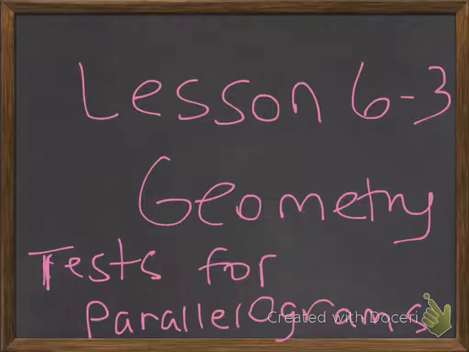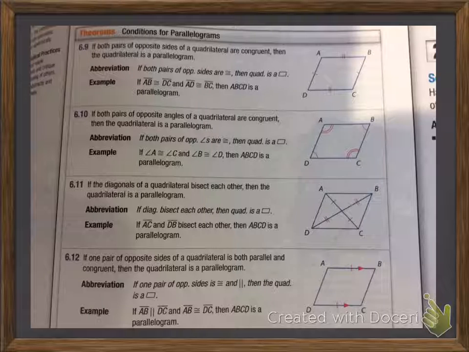Today we're looking at lesson 6.3 for geometry, which is tests for parallelograms. This is basically giving the conditions in a few theorems to make a quadrilateral be considered a parallelogram. So we're going to use these theorems in the examples.